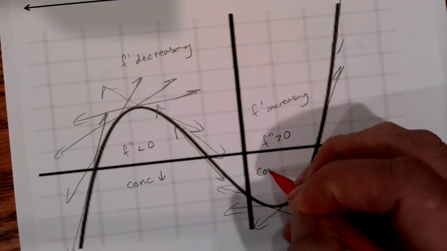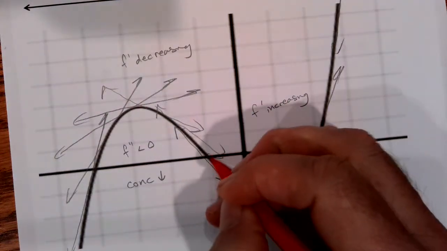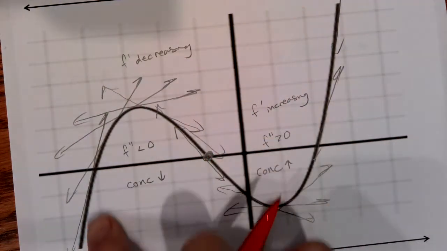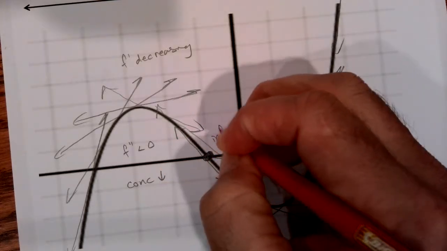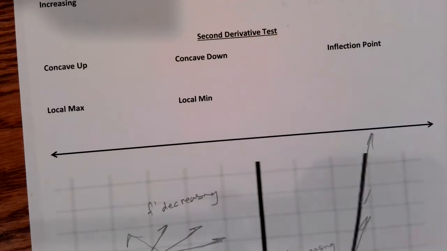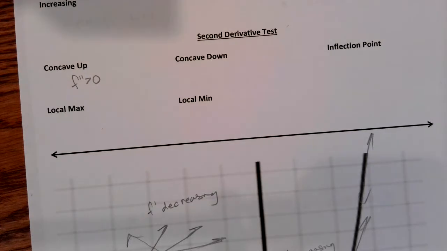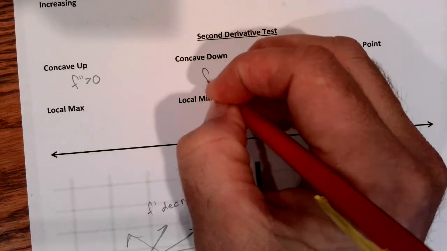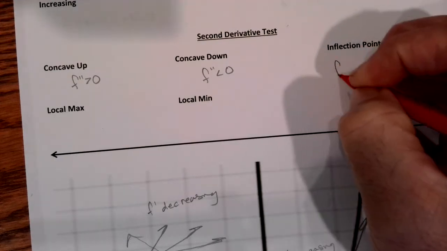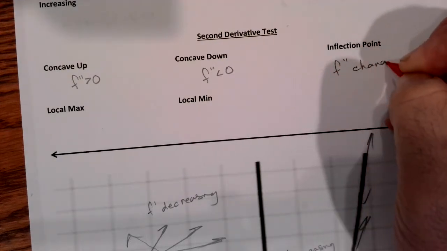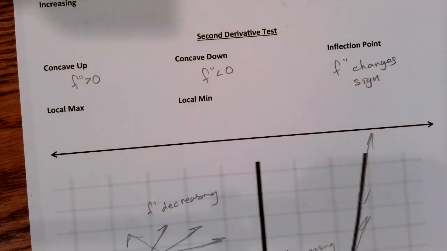Whereas we call this concave up. If you dropped water, it would hold water. This spot where concavity changes, where it flips from being down to coming up, we call the inflection point. So concave up is where f double prime is greater than zero. Concave down is where f double prime is less than zero. The inflection point is where f double prime changes sign from positive to negative or negative to positive.